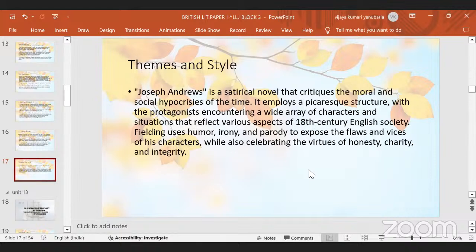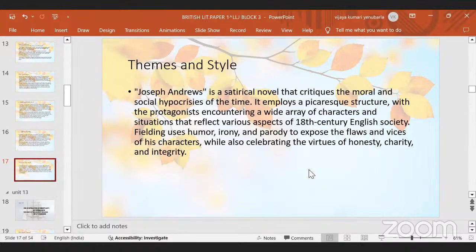It employs a picaresque structure. Picaresque is about a person who is roaming in the countryside. That is picaresque. Picaresque nature, where the beauty of the countryside, and a lesson or a journey or a voyage of a person who would be roaming. So that is picaresque, with the protagonist encountering a wide array of characters and situations that reflect various aspects of 18th century English society.